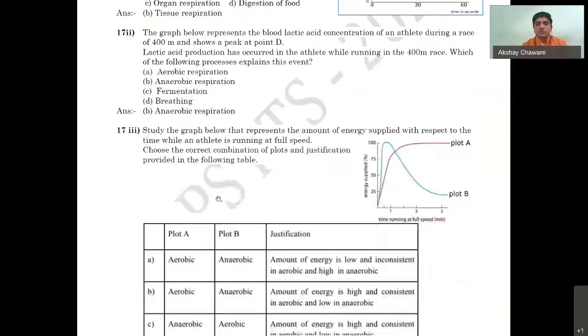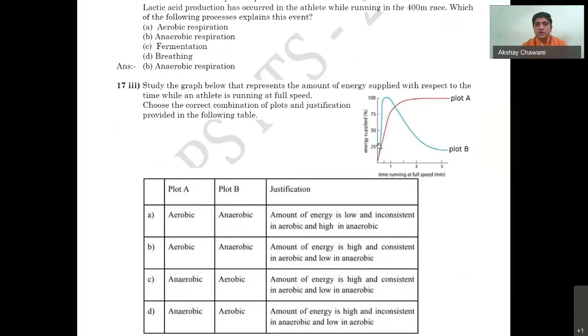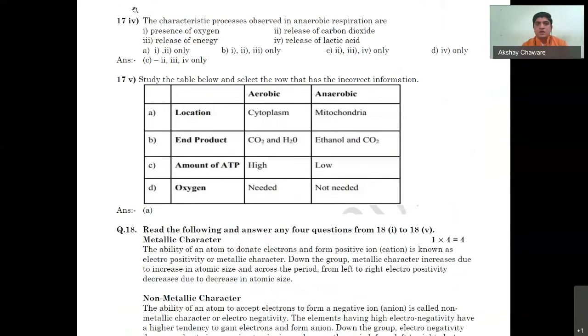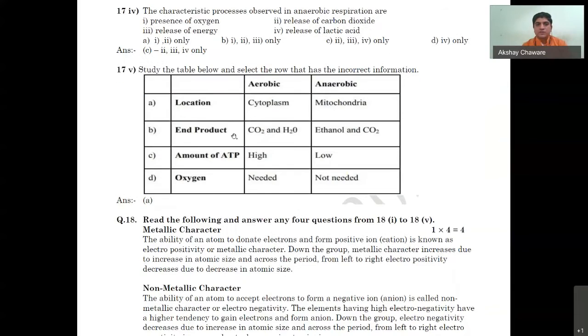Simple answer. Now, in question number 3, plot A and plot B, again a graph related question. Your correct answer is B, that is plot A is for aerobic, plot B is for anaerobic, and justification. B is the correct option. In 17.4, characteristic processes observed in anaerobic respiration are presence of oxygen, release of carbon dioxide, release of energy, and release of lactic acid. These are the 4 options, and the correct option is C, that is second, third, and fourth only. And again, a tabular based question. A is the correct option, that is location, aerobic cytoplasm, and anaerobic mitochondria. So A is the correct.